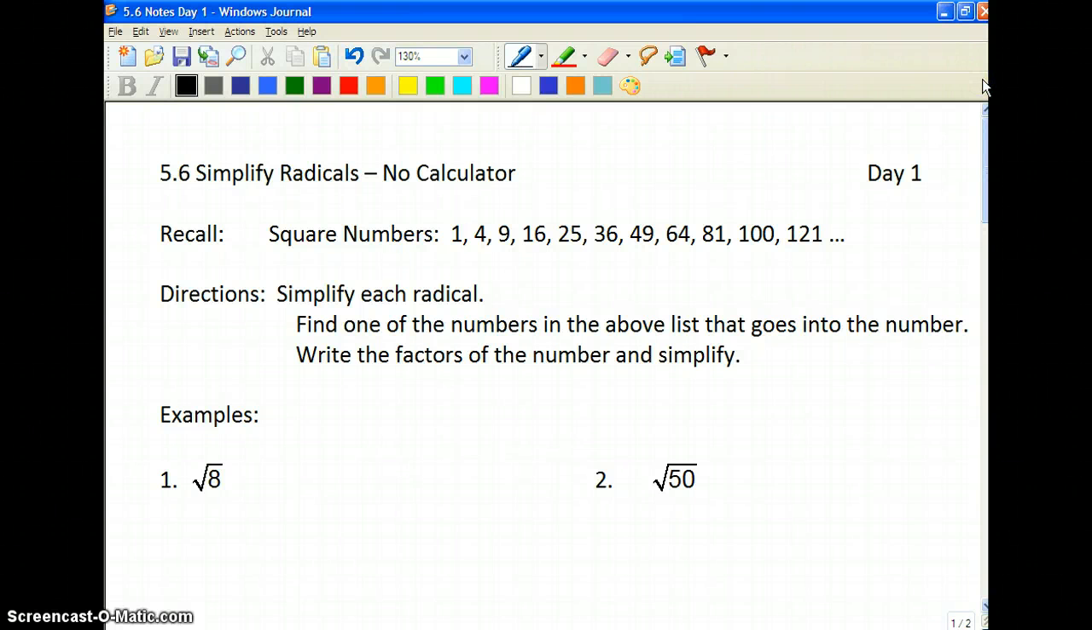All right, 5.6, simplifying radicals without a calculator. Yesterday we used a calculator. We know how to do square roots, cube roots, and any number of roots on our calculator. Now we're going to do it without a calculator.